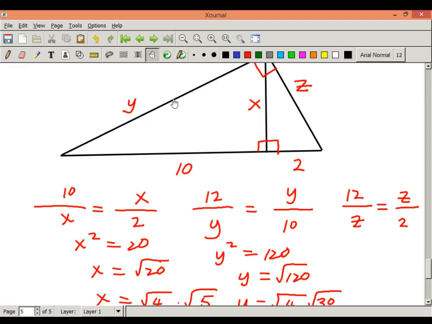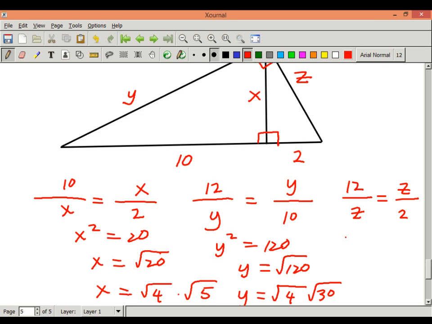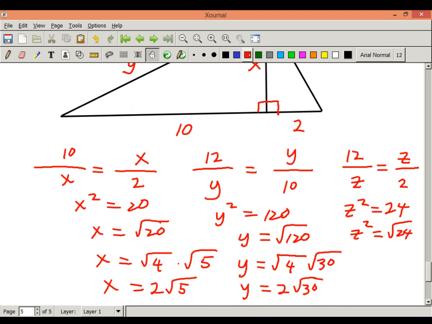So we'll go ahead and solve that proportion. So z squared is equal to 24. z is going to be that positive square root of 24. And so we're going to write that as z equals the square root of 4 times the square root of 6. So z equals 2 times the square root of 6.